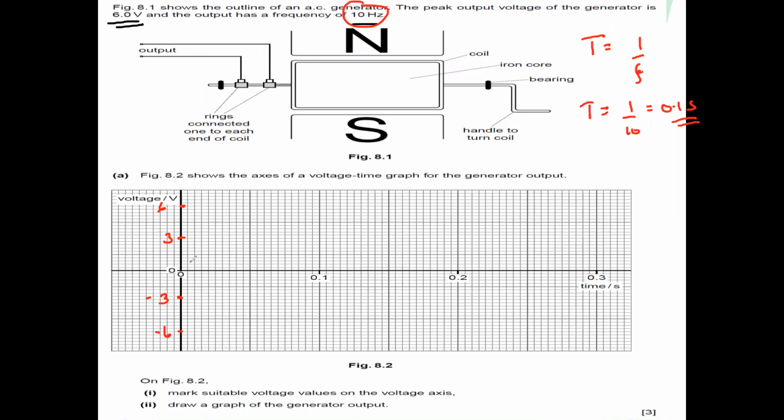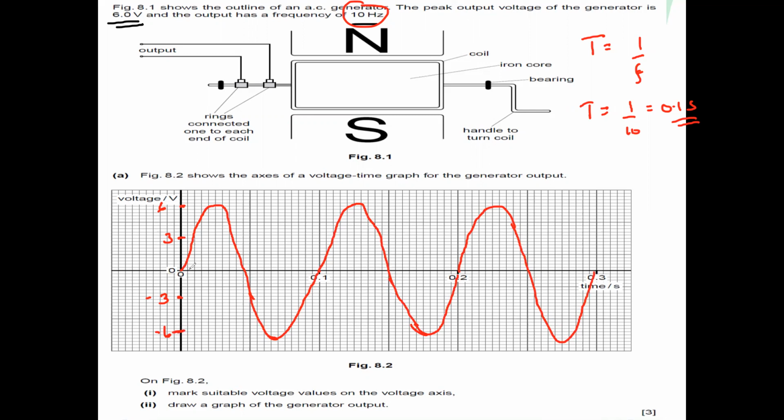The time period is 0.1 seconds. So it should complete one cycle, like one crest and one trough in 0.1 second. This is one cycle. And then we want to complete the second cycle. So one crest and one trough in 0.2. This is the second cycle. Then one crest and one trough. That will be the third one.